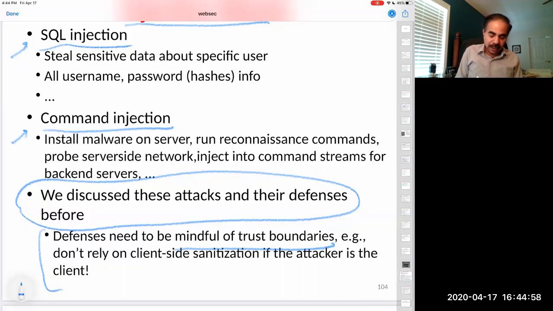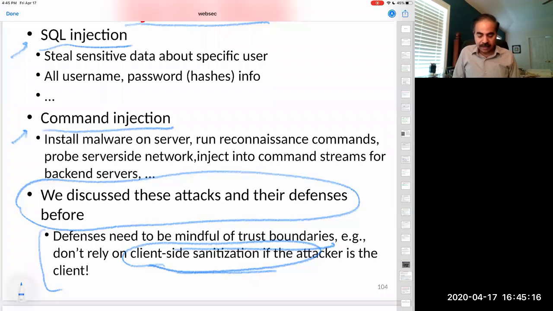And therefore, you cannot, for instance, rely on client-side scripts, JavaScript doing sanitization of data, because those scripts are under the control of the browser, which is under the control of the user. And therefore, a malicious browser can simply modify the sanitization or completely eliminate it. And therefore, these types of security checks have to be done almost entirely on the server side, and you can't rely on the client side to do those checks.